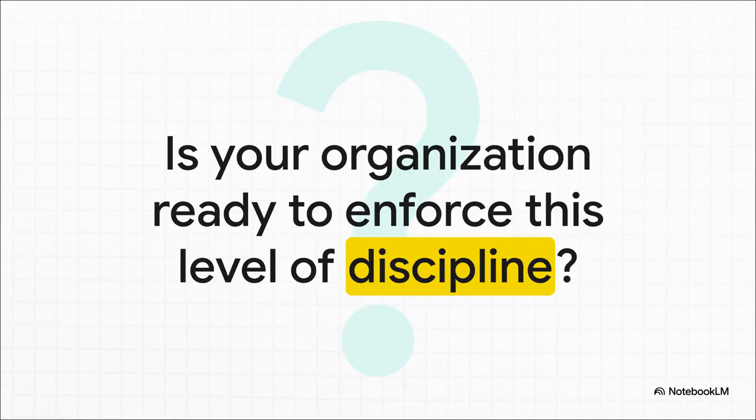Which leaves us with this final and maybe most important question of all. This isn't really about technology, is it? It's about culture. It's about discipline. Putting these controls in place, maintaining that human oversight, and always putting accuracy first, that takes a huge commitment. So take a look at your own team, your own processes, and ask yourself, is your organization truly ready to enforce this level of discipline?